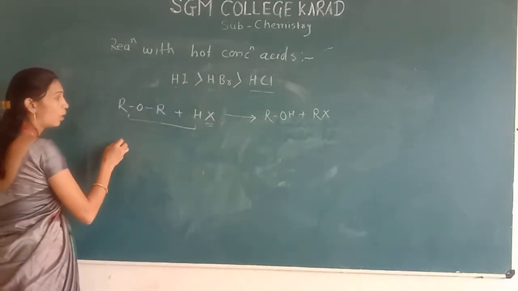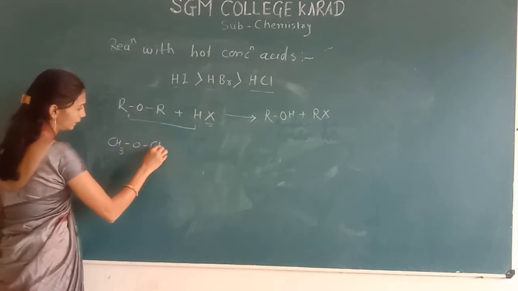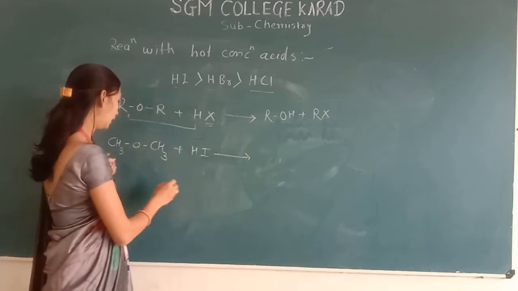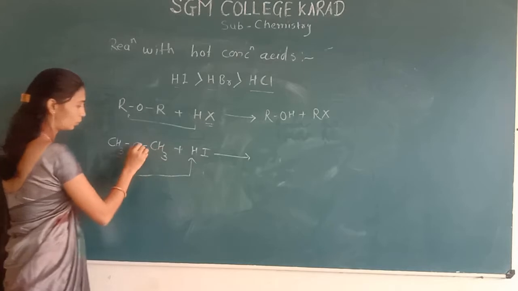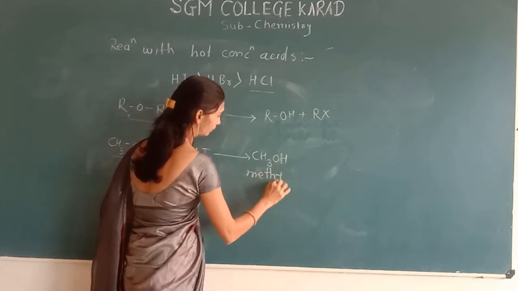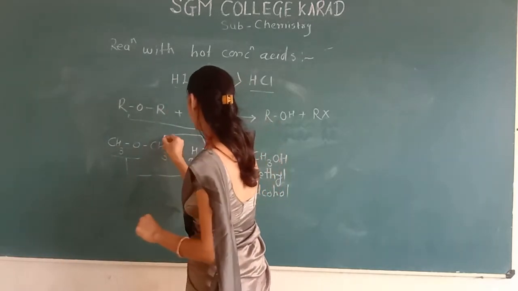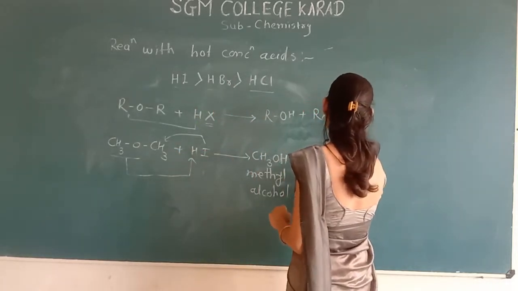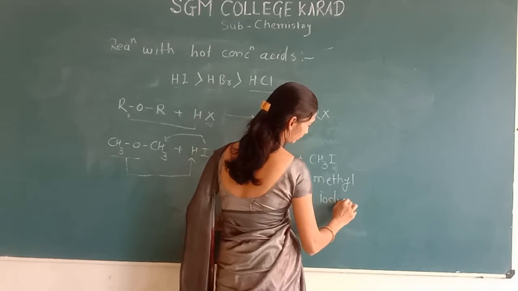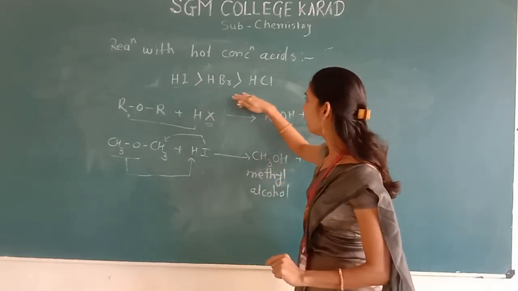If we are taking an example of dimethyl ether, CH3-O-CH3 plus HI, then this H attaches to this place, that means CH3OH, our methyl alcohol, is prepared here, and this I attaches to that other CH3, so CH3I, methyl iodide, will be produced from this reaction.